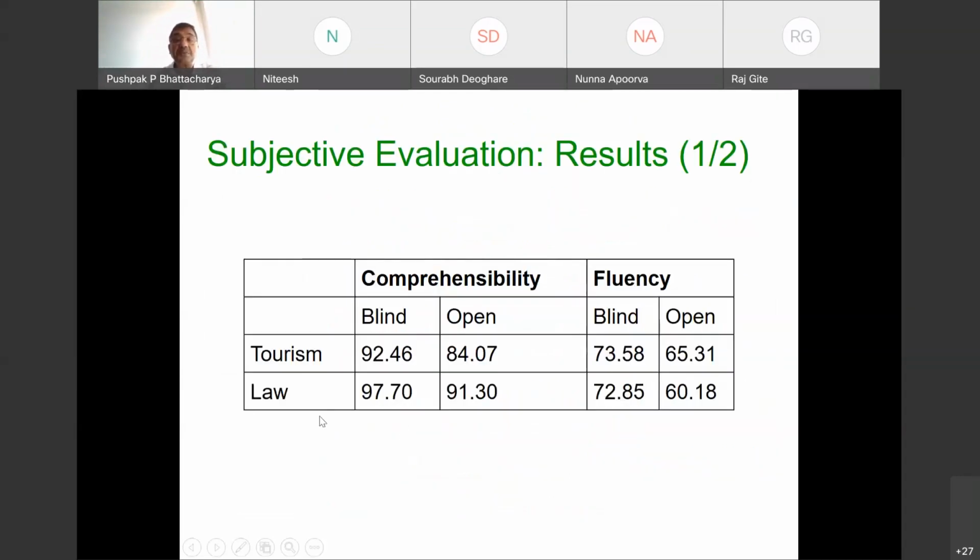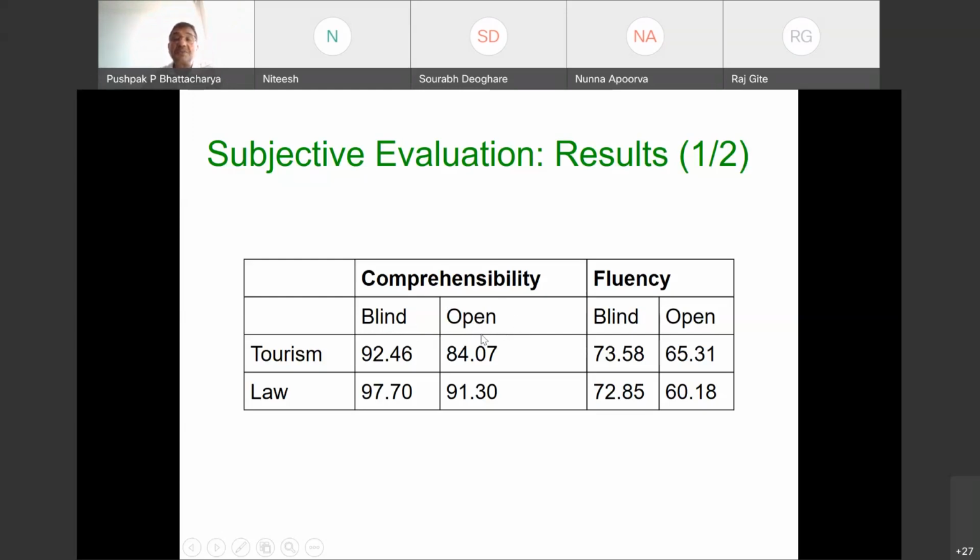Now, what the annotators, or the evaluators, do is that they do 2 kinds of testing: comprehensibility and fluency. Comprehensibility means, does the output sentence carry the meaning contained in the source sentence, and is the sentence understandable overall? Okay, and then under that again there are 2 situations: blind and open. In blind, the evaluator doesn't see the source sentence. Okay, and in open, the evaluator sees the source sentence. And the evaluator is supposed to be bilingual. If it is English Marathi, the evaluator should understand both English and Marathi.